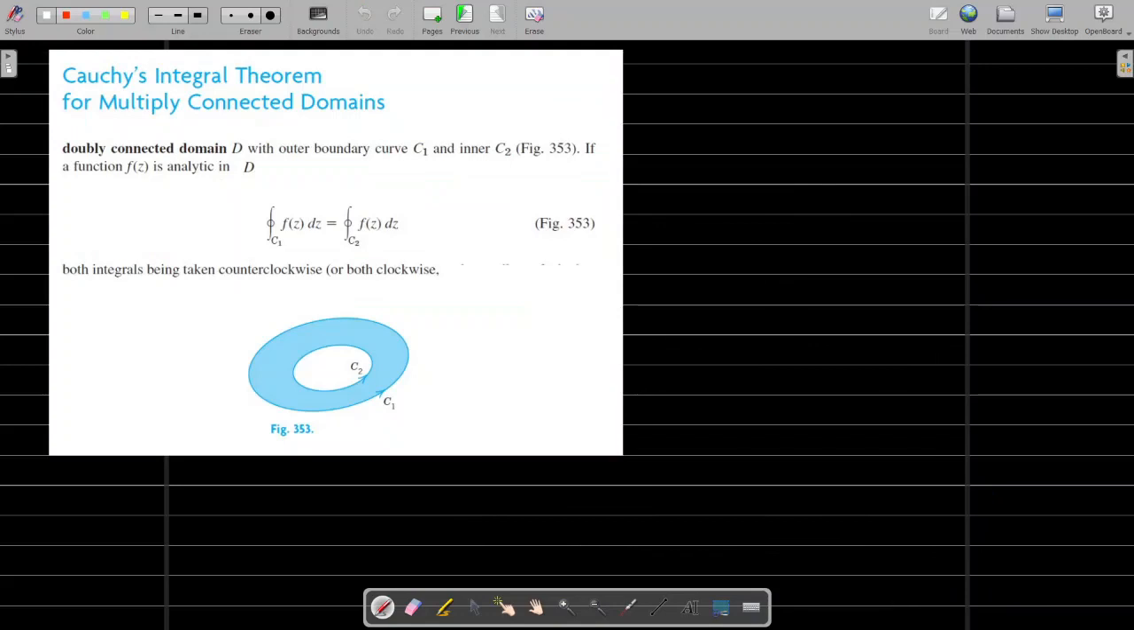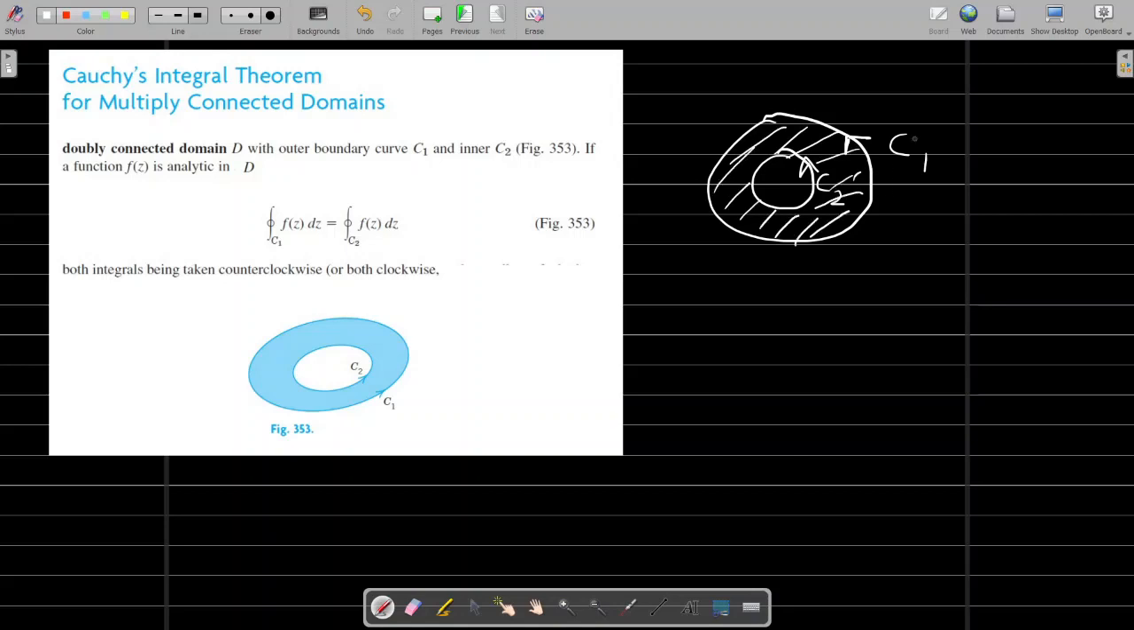Now, Cauchy's integral theorem for multiply connected domains. Suppose you have concentric circles like this: a circle C1 and a circle C2. If I have a function f of z which is analytic in the region between C1 and C2, then the integral over C1 is equal to the integral over C2. That is what this theorem states.